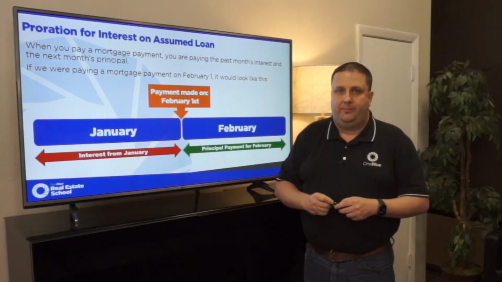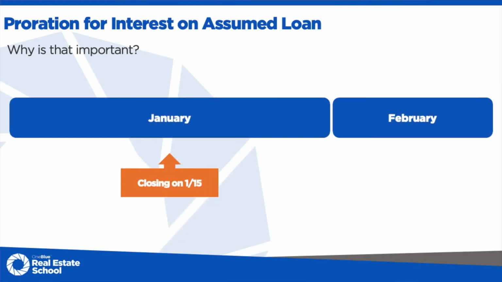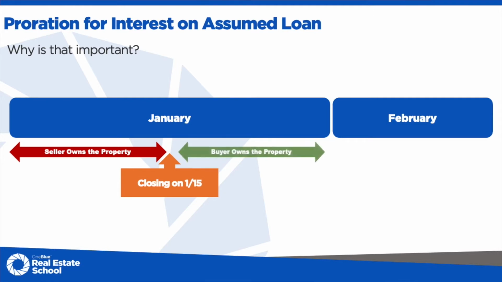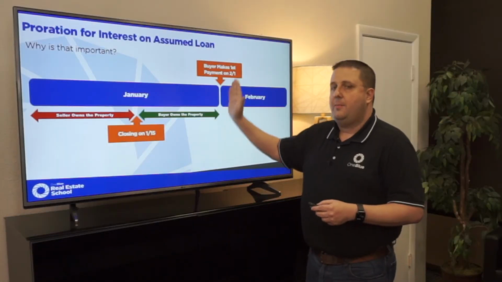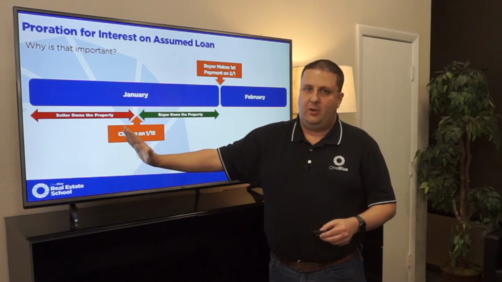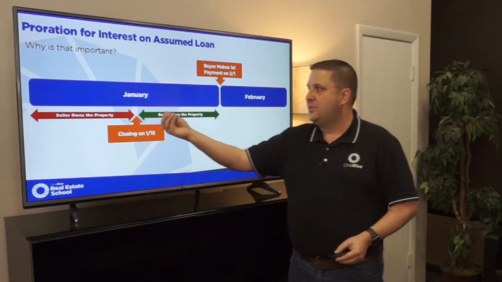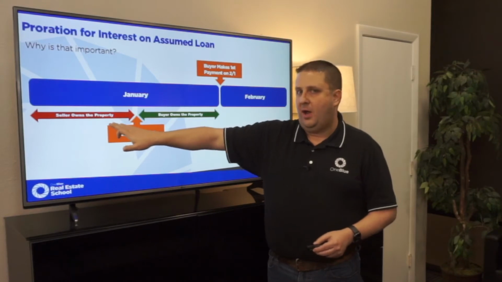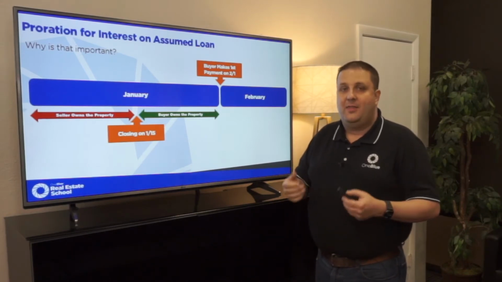So why is this important? Well, let's take this scenario and put some dates to it. If we have a January-February schedule here, we have a closing occurring on the 15th. The seller owns the property for the first 14 days of the month because the day of closing always belongs to the buyer. So the rest of the month belongs to the buyer. We have a mortgage payment being made on the 1st of February. So since the buyer owns the property here, the buyer's making that payment, the buyer is paying a payment that includes all of the interest for January and all of the principal for February. The problem with that is that seller lived in the property for 14 days, so the seller owes the buyer some money. So we have to determine how much money the seller needs to pay the buyer at closing so that when the buyer gets that mortgage payment, they have the funds to do it.